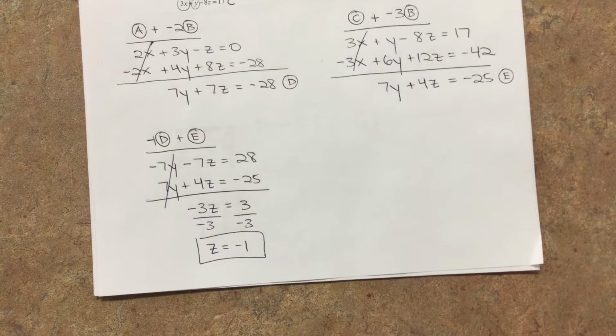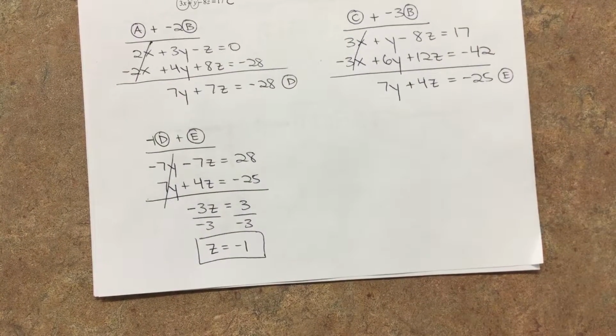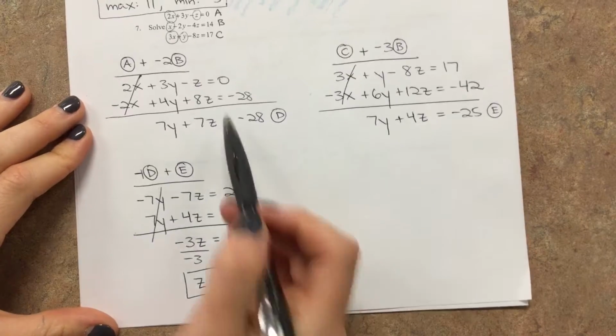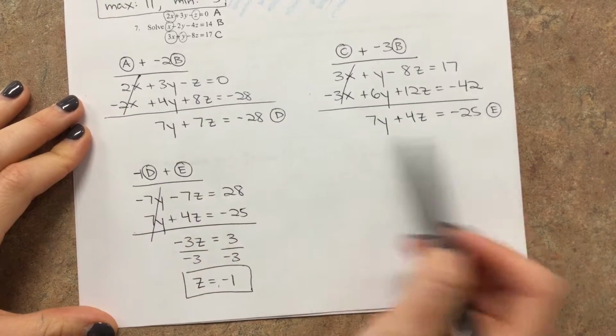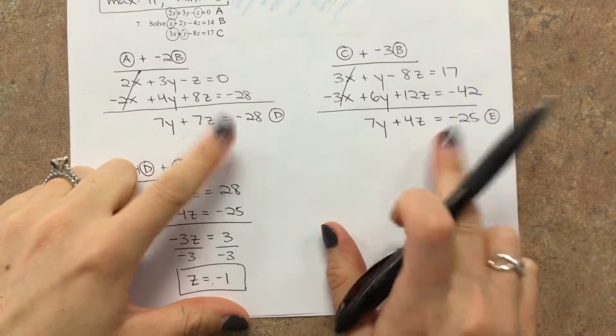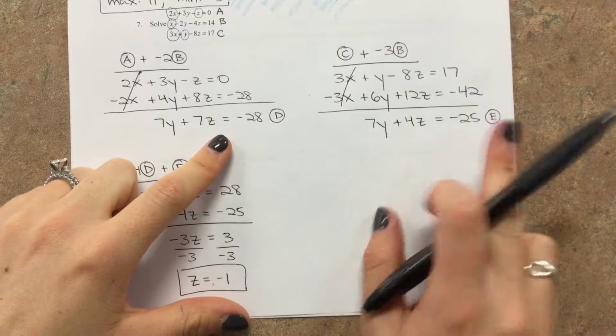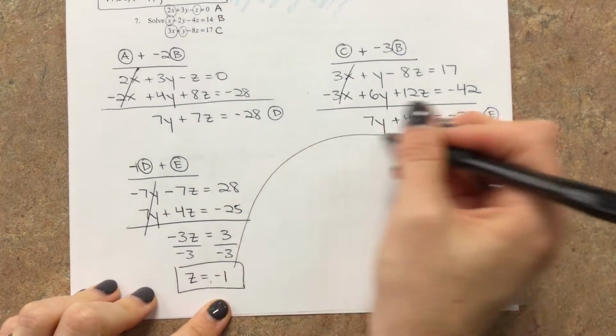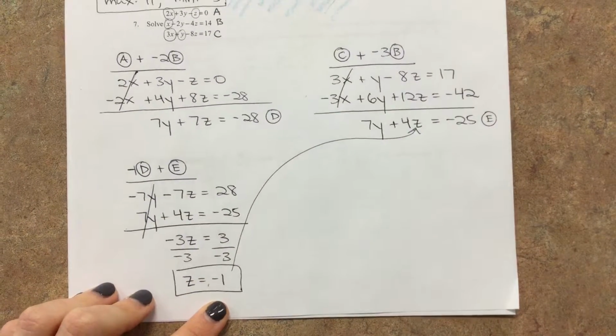Once you get one value, the hard part's over, because then you're just subbing back in. This is the hard part. Once you have one of these variables, you can just start plugging back in. Once you get your first variable, you go into one of these equations. Let's go into E, so the numbers are slightly smaller. So plug z equals -1 in right here for z.